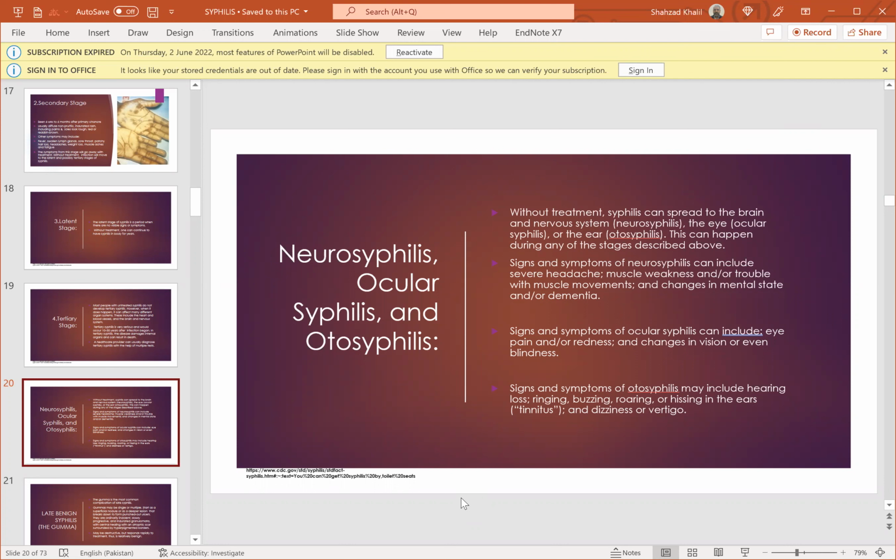Signs and symptoms of ocular syphilis can include eye pain and or redness and changes in vision or even blindness. Signs and symptoms of otosyphilis may include hearing loss, ringing, buzzing, roaring, or hissing in the ear, which is called tinnitus, and dizziness or vertigo.